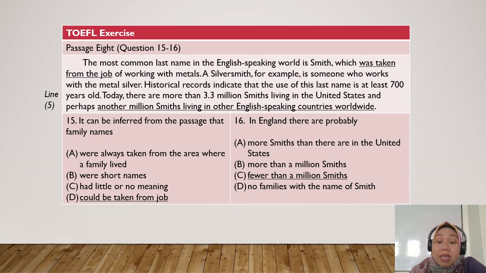Good. Number 16, in England, there are probably more than a million Smiths, fewer than a million, or no families. Here in the passage we read, today there are more than 3.3 million Smiths living in the United States and perhaps another million Smiths living in other English-speaking countries. So 3.3 million Smiths living in the United States and 1 million Smiths living in other English-speaking countries, including England. So in England, there are probably fewer than a million Smiths. So the answer is C.